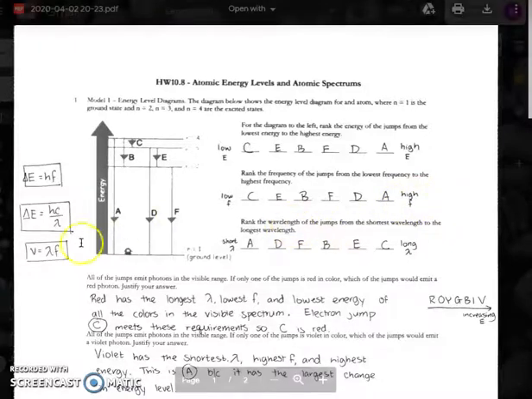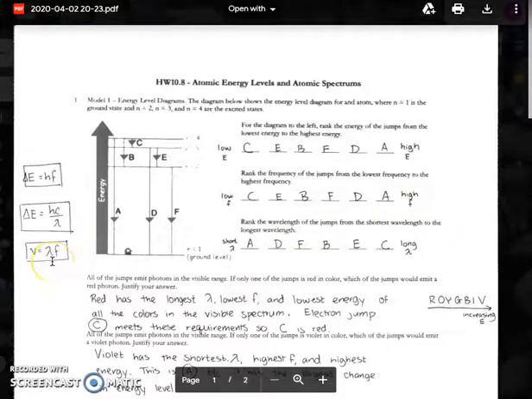However, wavelength is inversely proportional to frequency. We know from the wave equation that since the speed of light is constant, if wavelength decreases, then frequency increases. That inverse relationship is why this order is the way it is.